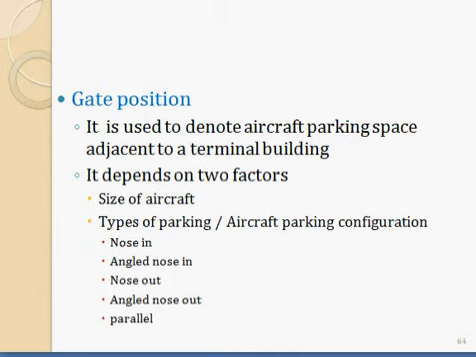So the first factor is gate position. As we have already said, it is used to denote aircraft parking space. It is the parking space for one aircraft, and the size of the gate position will be depending upon what is the size of aircraft and what is the type of parking. So the gate position will be depending upon two factors: size of the aircraft and type of parking or aircraft parking configuration. So we already know the size of the aircraft.